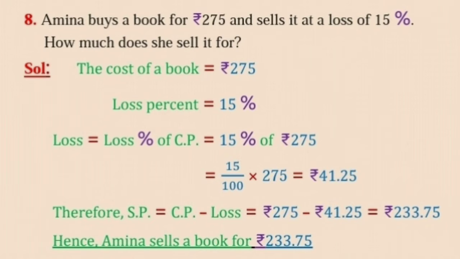Therefore, selling price is equal to cost price minus loss, which is equal to 275 rupees minus 41.25 rupees, which is equal to 233.75 rupees. Hence, Amina sells the book for 233.75 rupees. It's clear, everyone?